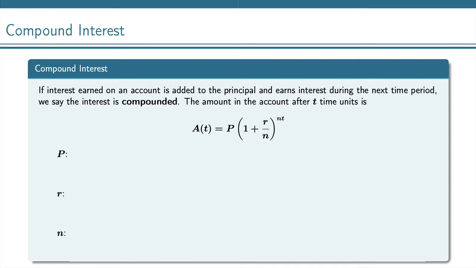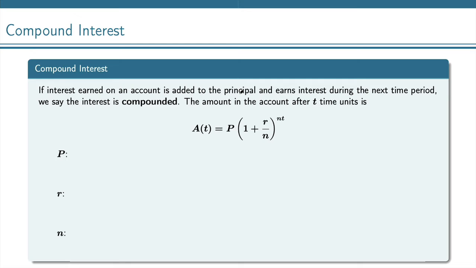One very common type of exponential function that comes up in the real world a lot is when we're dealing with compound interest. So, if interest is earned in an account on the principal amount and then on the principal and the interest that was earned previously, this is what we call compound interest.